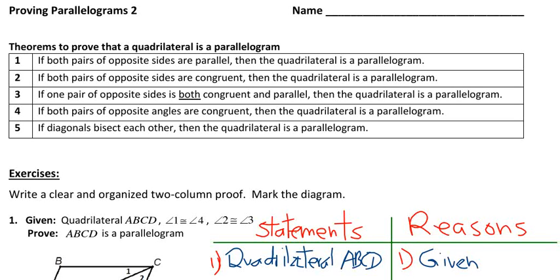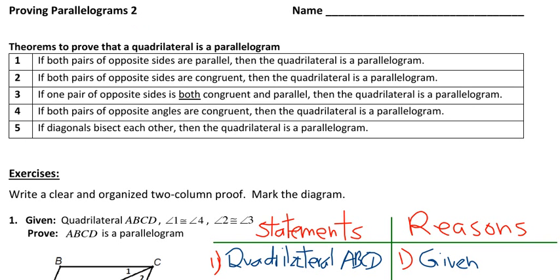Hi everyone. In this lesson we're going to be proving that a quadrilateral is a parallelogram. This is part 2 of the lesson, in which we're actually going to be doing proofs to show that a quadrilateral is a parallelogram. So here are the 5 theorems from the last lesson.